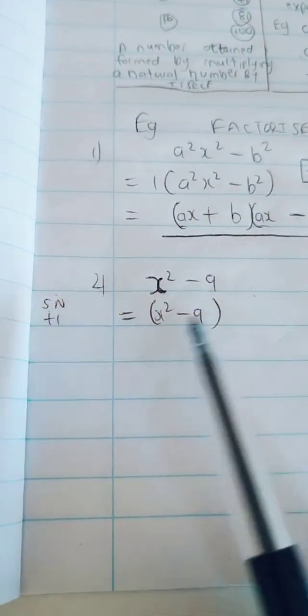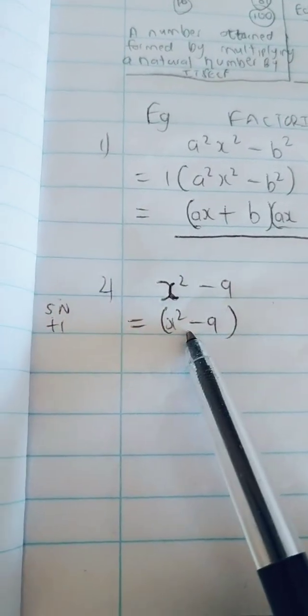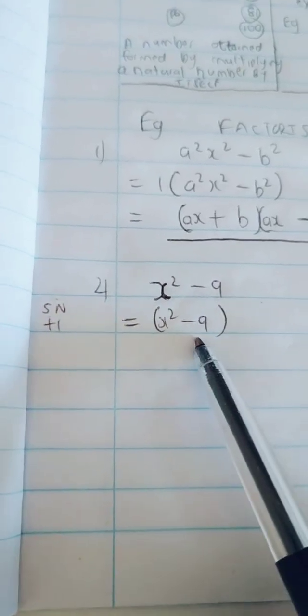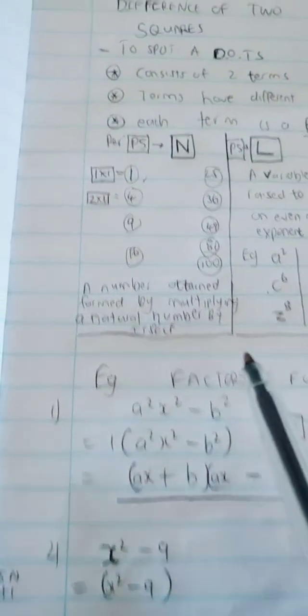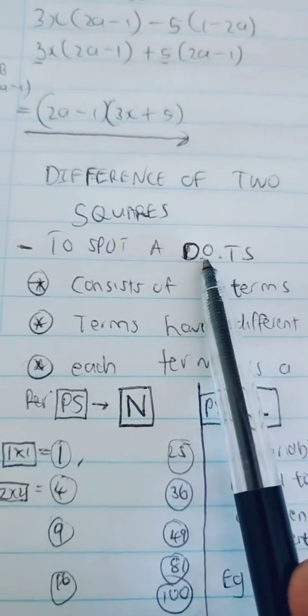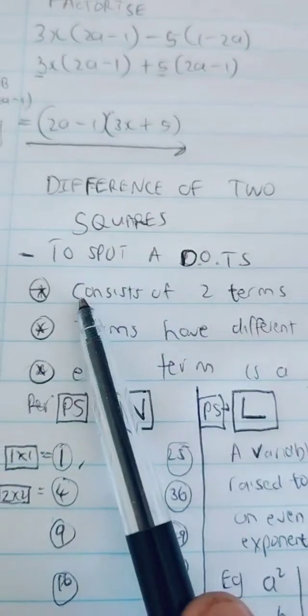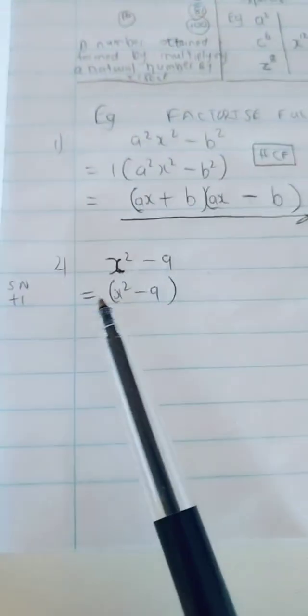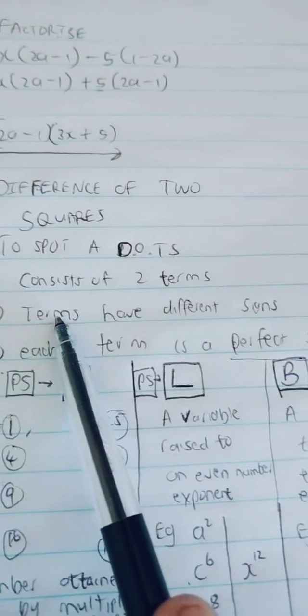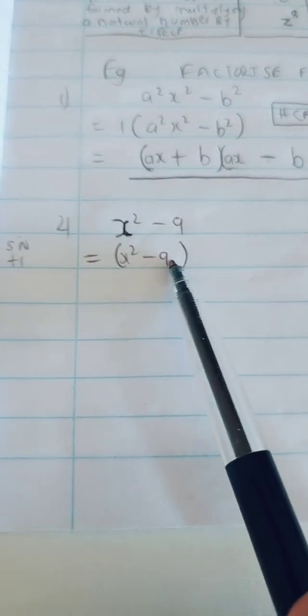After having taken out the highest common factor, I can now look inside this bracket and ask myself, what else is there? Is there any other type of factorization that can be done with what is inside? So please, guys, take note. I will then check, is the difference of 2 squares satisfied in that expression inside the bracket? 1, do I have 2 terms inside that bracket? Yes, I do. X squared minus 9. These are 2 terms inside the bracket. 2, do the terms have different signs? Yes, x squared is positive while 9 is negative. So the terms do have different signs.